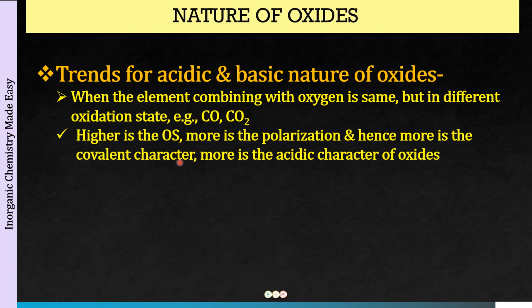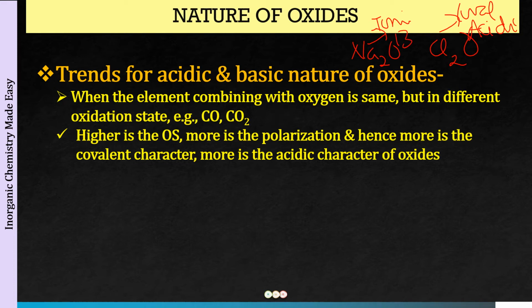And if the covalent character is more, the acidic character of the oxides is more. What you have studied in the case of Na2O and Cl2O was that Na2O was an ionic compound and Cl2O was a covalent compound. This is more acidic and this is more basic, right? So more covalent character means more acidic character. And when we have a higher oxidation state, the polarization is more.